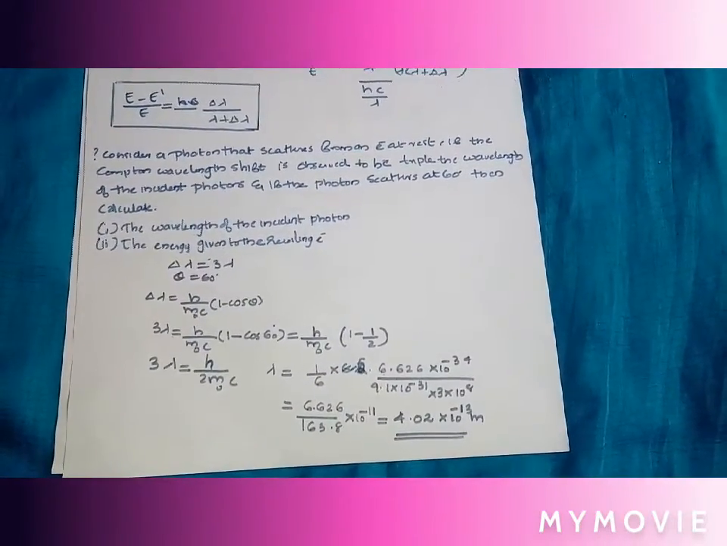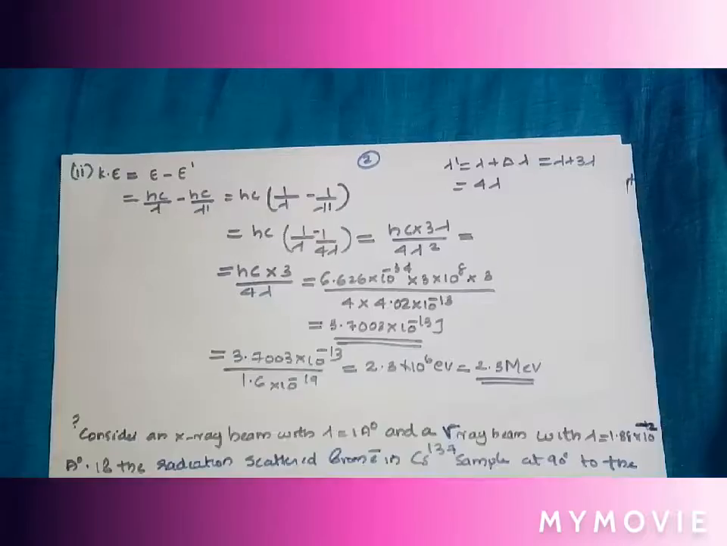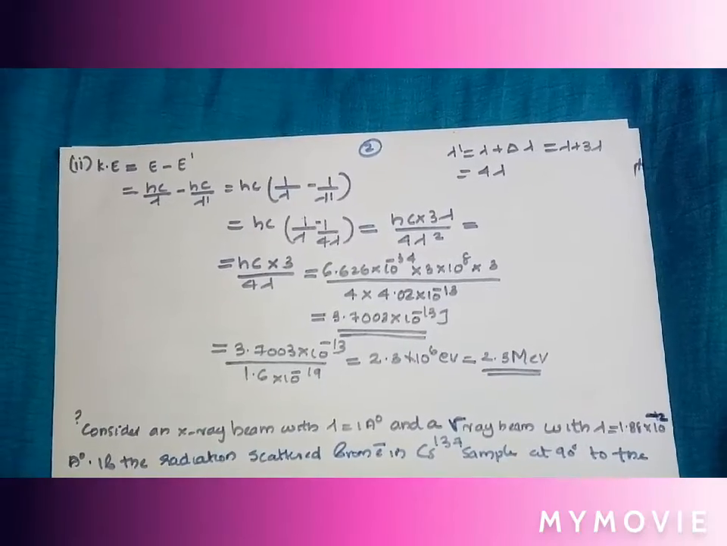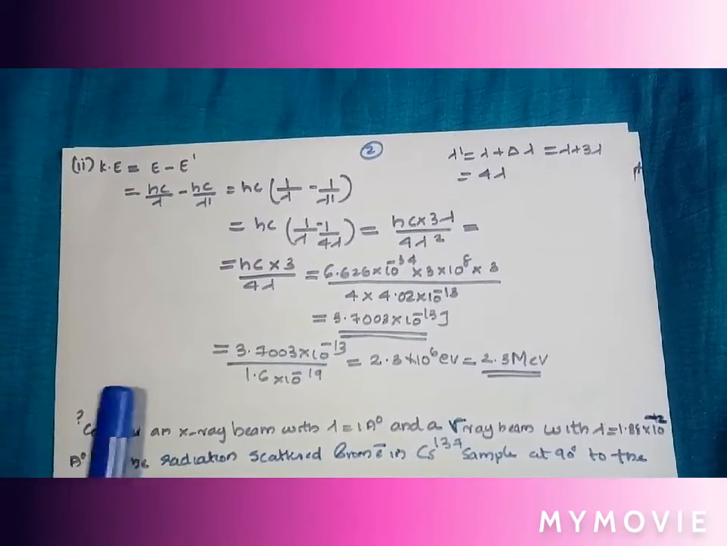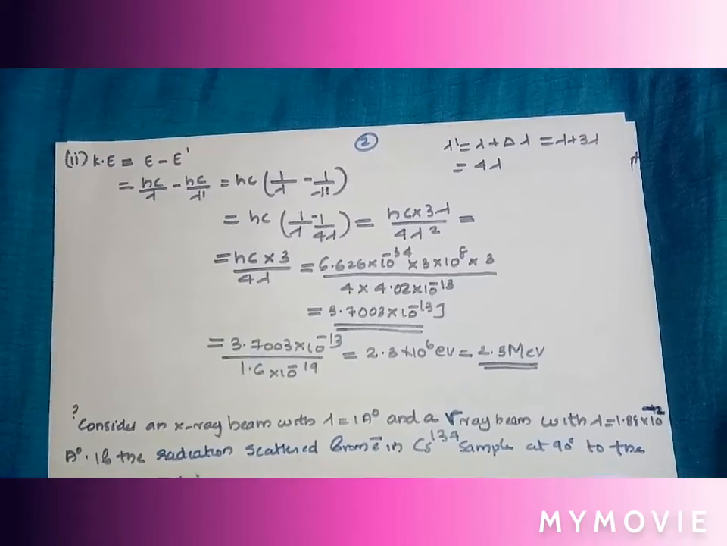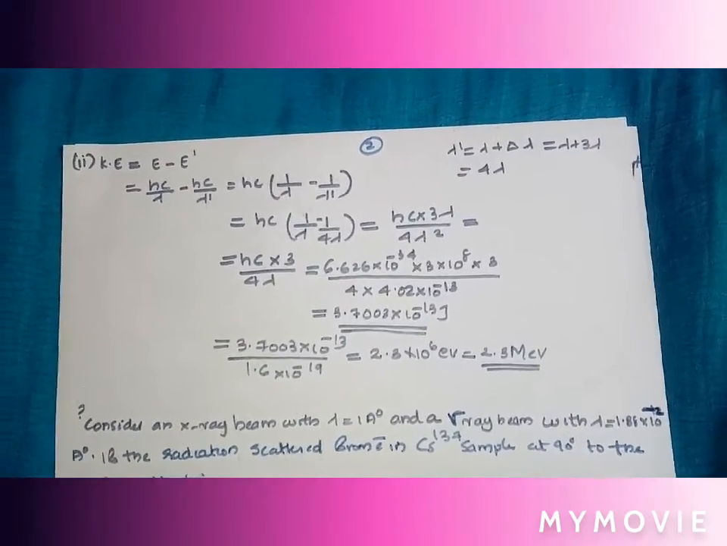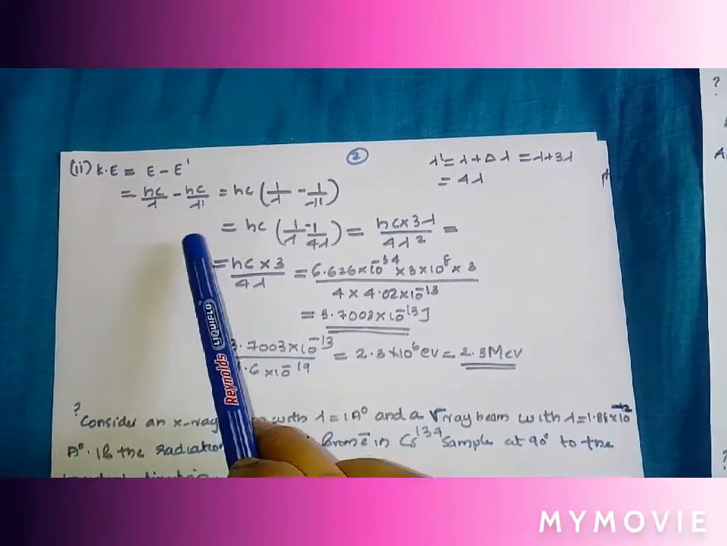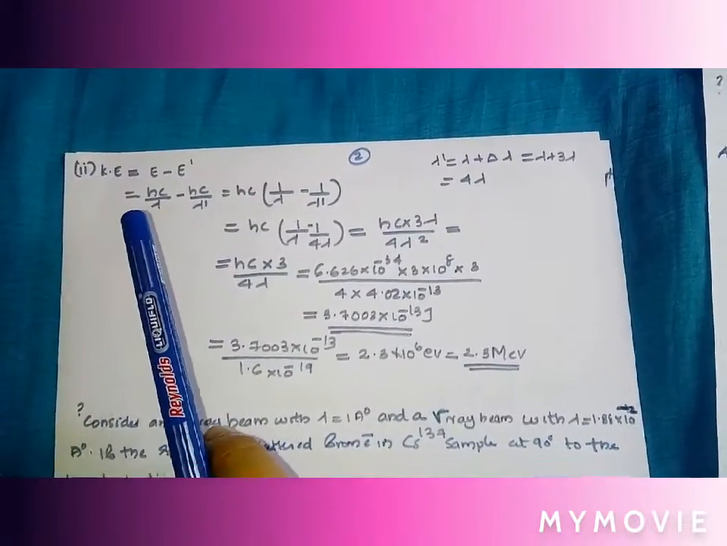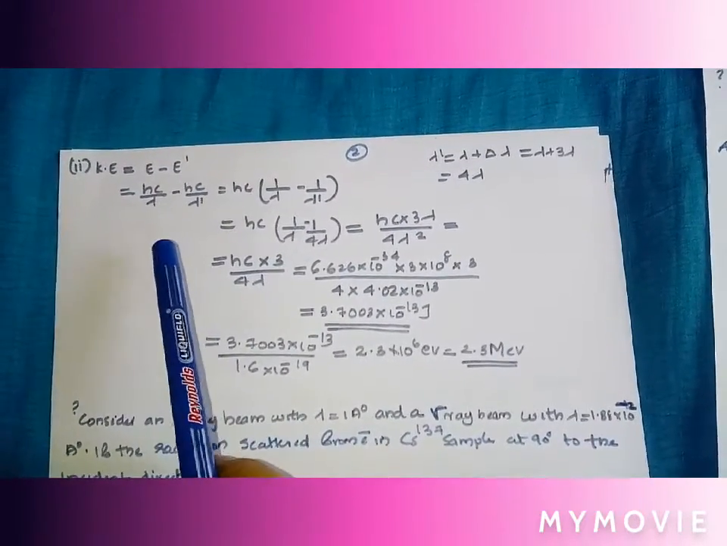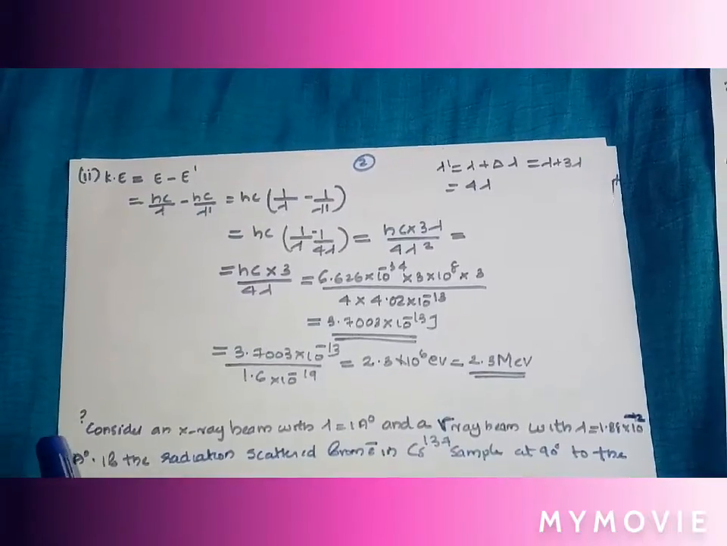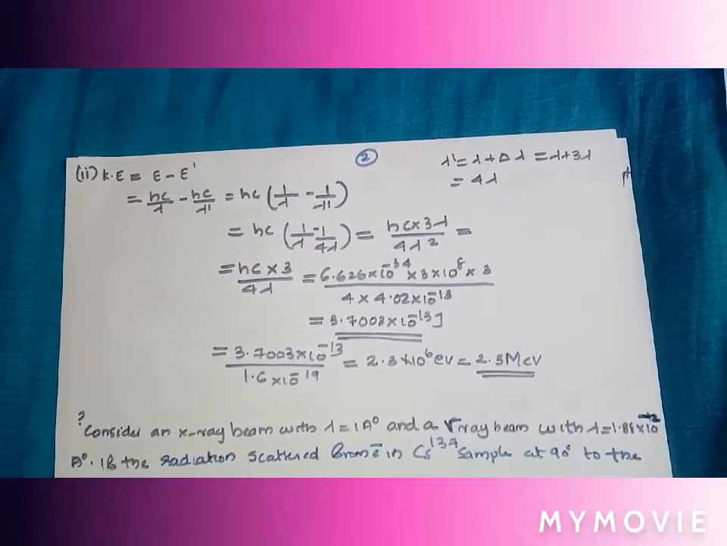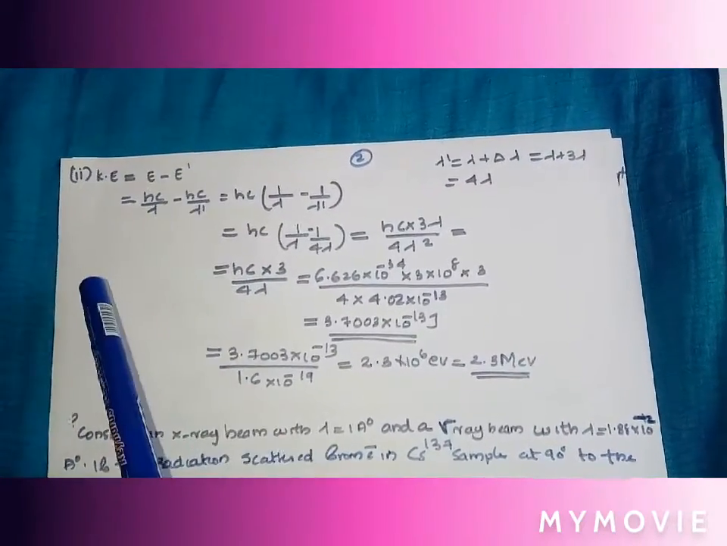Next we have to find the energy given to the recoil electron. To find the recoil electron energy, we should find the difference between the energies of the incident photon and the scattered photon. The incident photon has an energy E and the scattered photon has an energy E prime, and E prime is less than E. The difference between these energies becomes the kinetic energy of the electron. That is, kinetic energy is equal to E minus E prime.